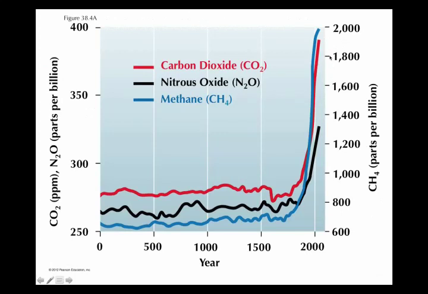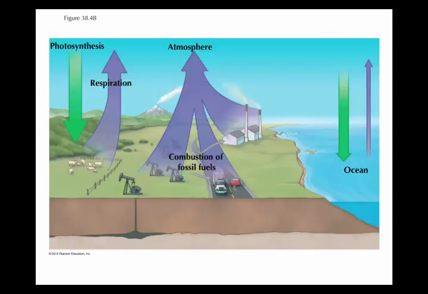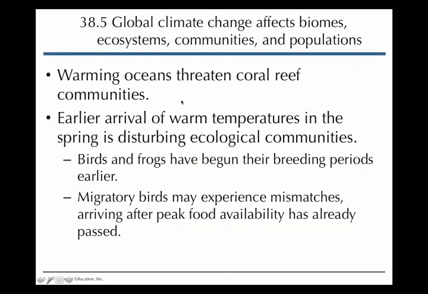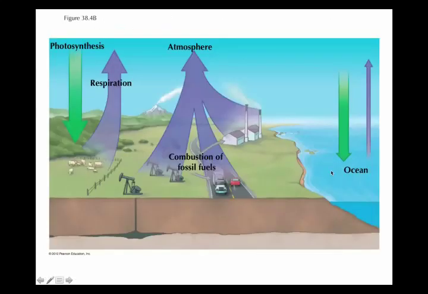And so here's a graph. You can see the numbers have increased dramatically in the last 500 years here. And so we can correlate that with temperature, and we can correlate that with human activity. And we know that they all mesh pretty well. And here's what I mean. Photosynthesis takes away the carbon dioxide, but we're putting more back into the atmosphere faster than the plants and algae and cyanobacteria can take it away.